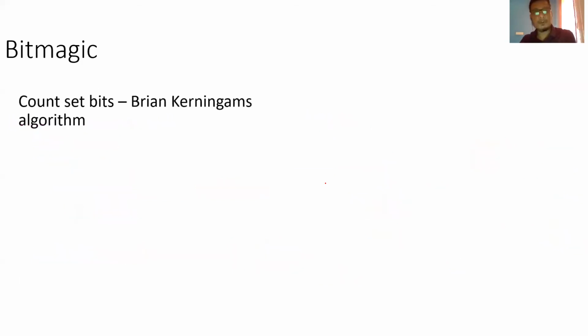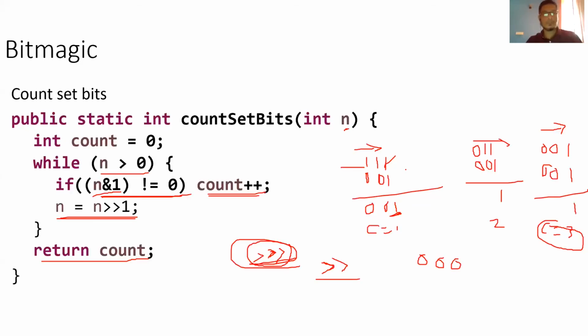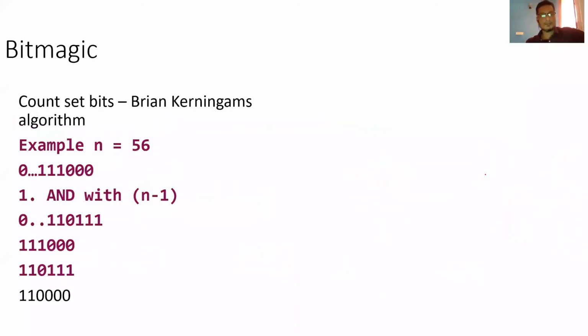But how can we improve this algorithm? There is a standard algorithm called Brian Kernighan's algorithm. Once you show this program to an interviewer, he will say that you are doing too many operations, can we reduce it? That is also possible. You can use this algorithm. It does a very simple thing: for a given number, it ANDs it with n minus 1.